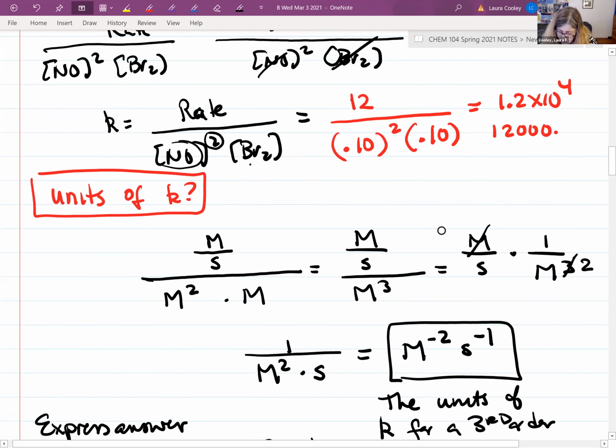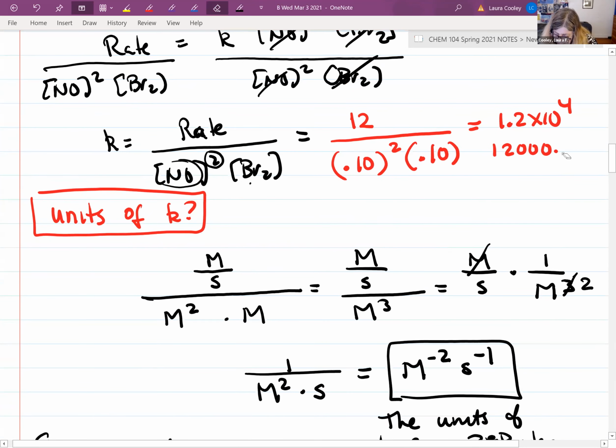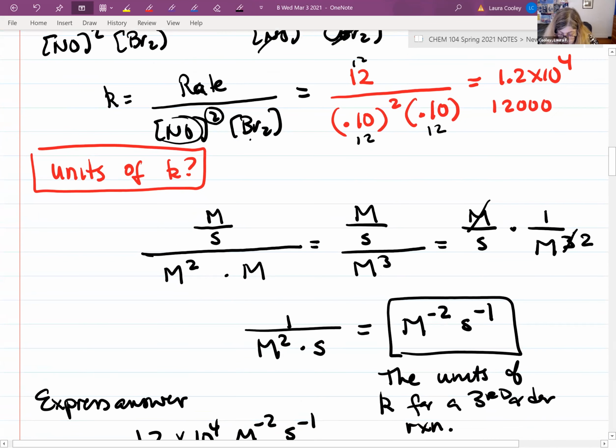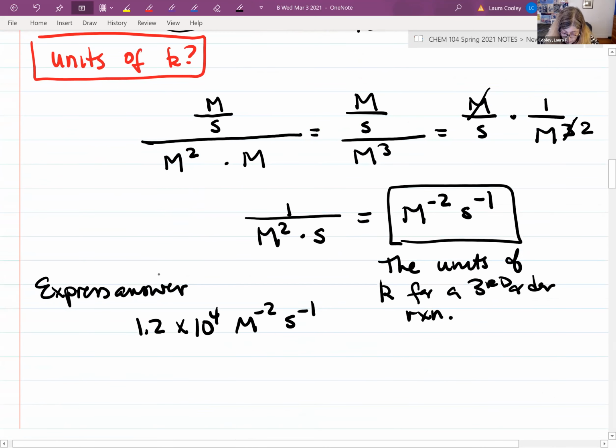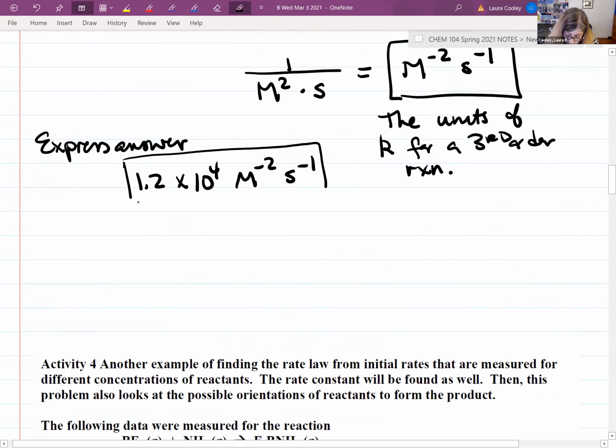Because notice I put a decimal point here. That was actually wrong because that implies that all these are significant. We only have 2 sig figs here everywhere. So we only have 2 sig figs in the answer. So it's 1.2 times 10 to the 4th.